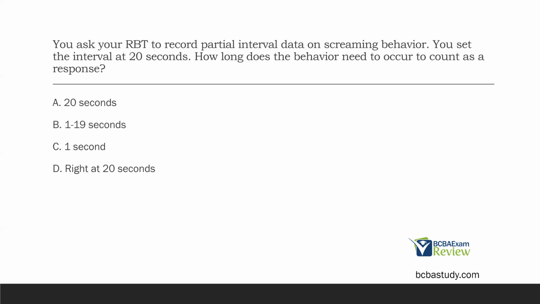What type of measurement are we using? We are using partial interval recording. And in partial interval recording, how long does the behavior need to occur? Well, if the behavior occurs at any point during the interval, it's going to count. So if our interval is at 20 seconds, that behavior can occur for 1 second, 2 seconds, 4 seconds, 20 seconds, and it's going to count. Now that we've gone through that process, it's a fairly straightforward question. We know exactly what we're looking for, okay?